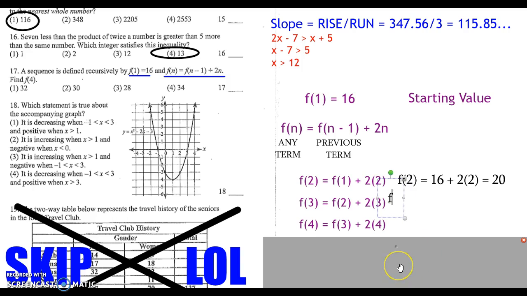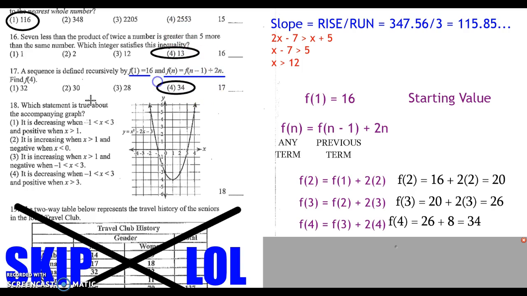Now f of 3, getting a little crazy with my placement here, is equal to f of 2, which is 20, plus 2 times 3. You know 2 times 3 is 6, so 20 plus 6 is 26. Look how fun this is. And then, last but not least, we'll find f of 4. That's equal to f of 3, 26, plus 2 times 4, which is 8. 26 plus 8 is 34, I think. Let's take a look at the answers. Hey, look, 34 is right there.